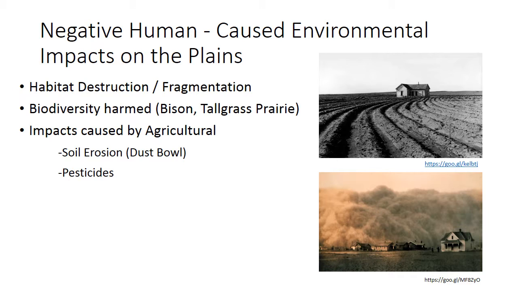Since people have inhabited the Great Plains, they have molded it and shaped it for their needs. Due to this, there are a number of human-caused environmental impacts on the plains, and these include habitat destruction and fragmentation, biodiversity being harmed, such as the bison or tallgrass prairie, and impacts caused by agriculture, such as soil erosion and pesticides. These are just some of the impacts caused over the years.